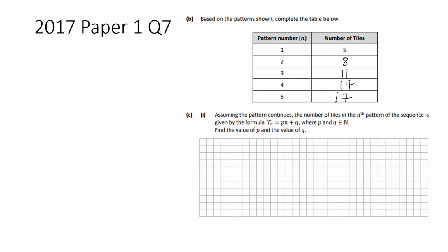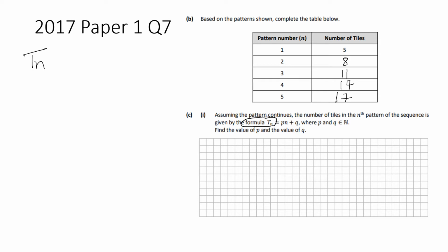For part C, assuming the pattern continues, the number of tiles in the nth pattern of the sequence is given by the formula Tn is equal to Pn plus Q, where P and Q are natural numbers. Find the value of P and find the value of Q. So they're asking you to find the formula where it says Tn. That's the general term-to-term formula.